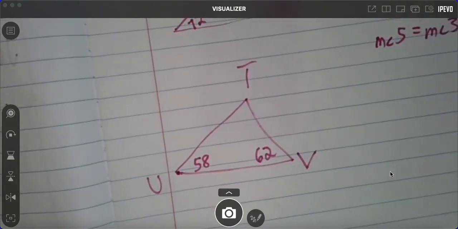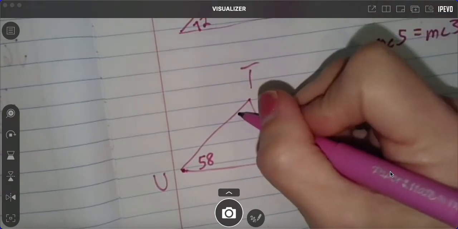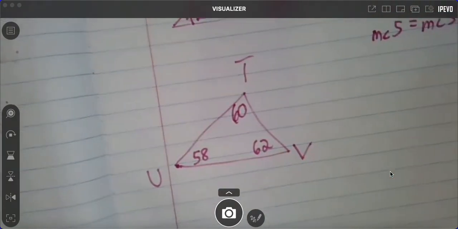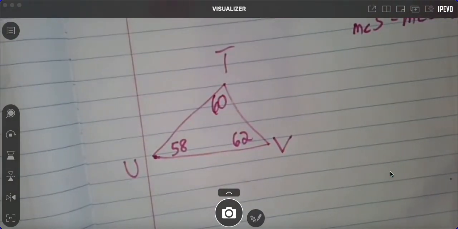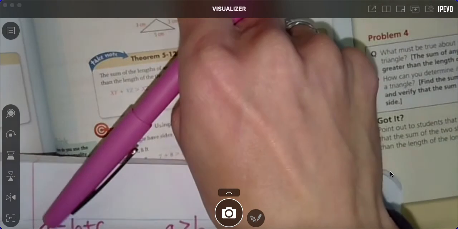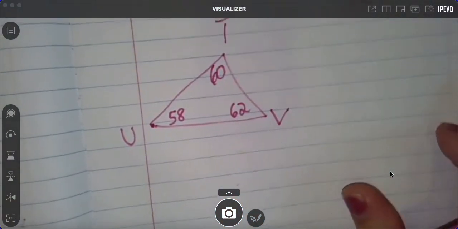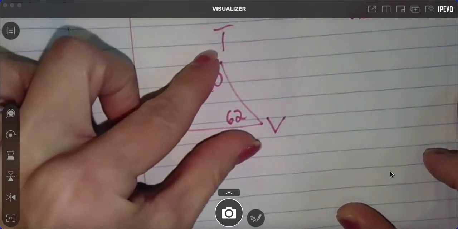Oh, sorry, I had to say 58. 62, that's 120. What's 180 minus 120? 60. Okay, so I get 60. Okay, does everybody understand this? How we found that? Now I know my 3 angles. So what do they want me to do? Shortest. Which side's the shortest? The one across from 58. What do we call that side?